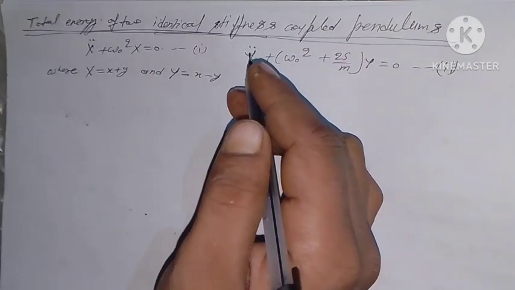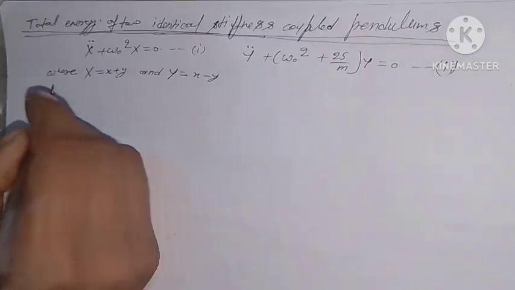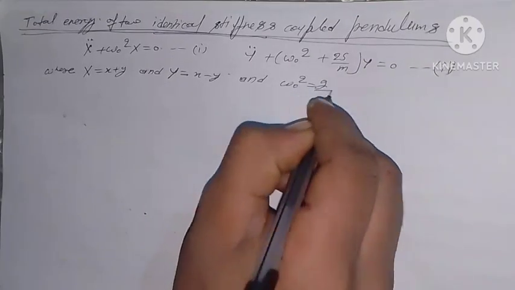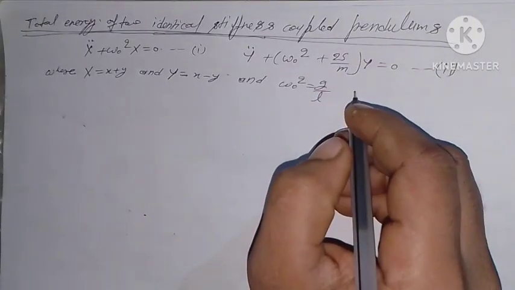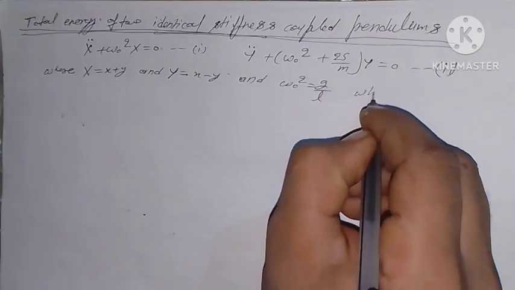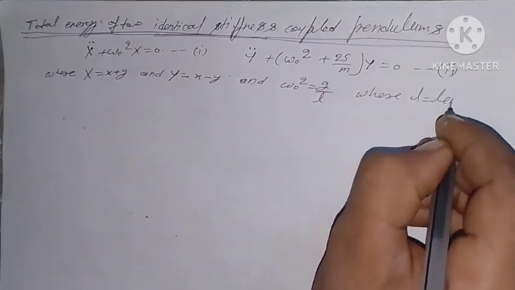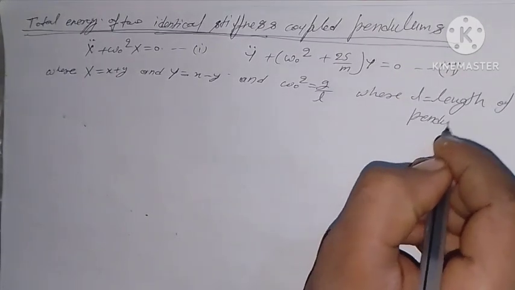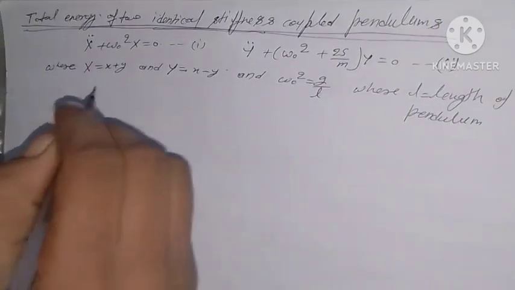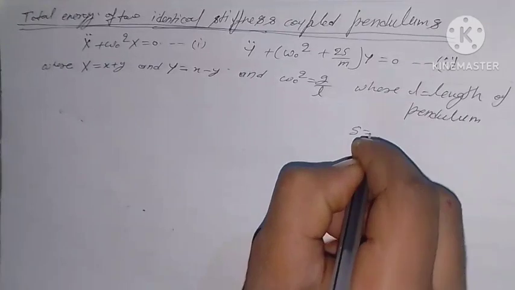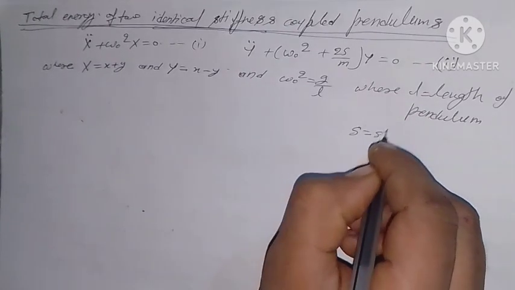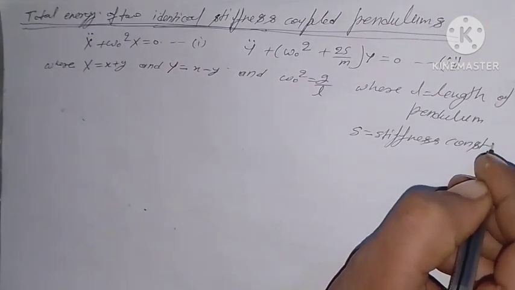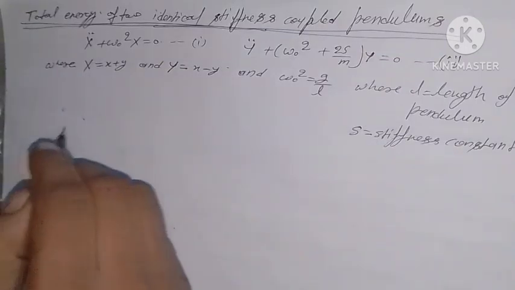Omega naught square equal to g by L, where L is the length of the pendulum, and s is the stiffness constant.